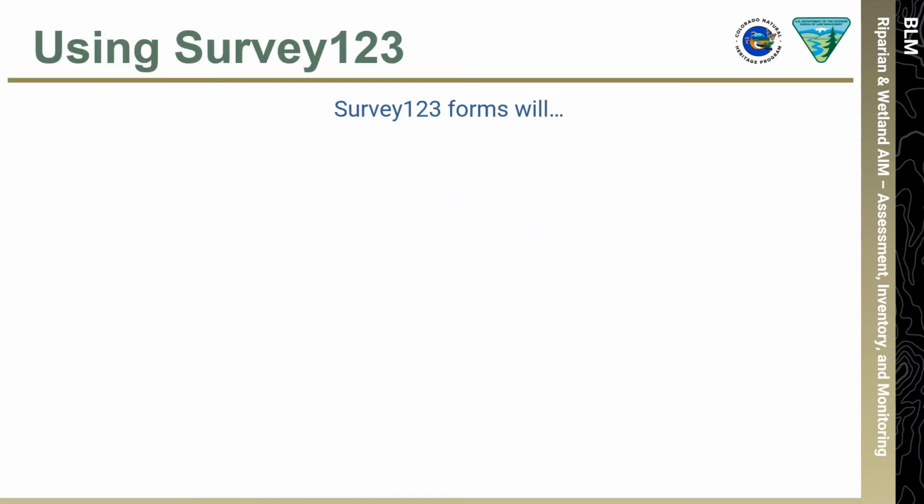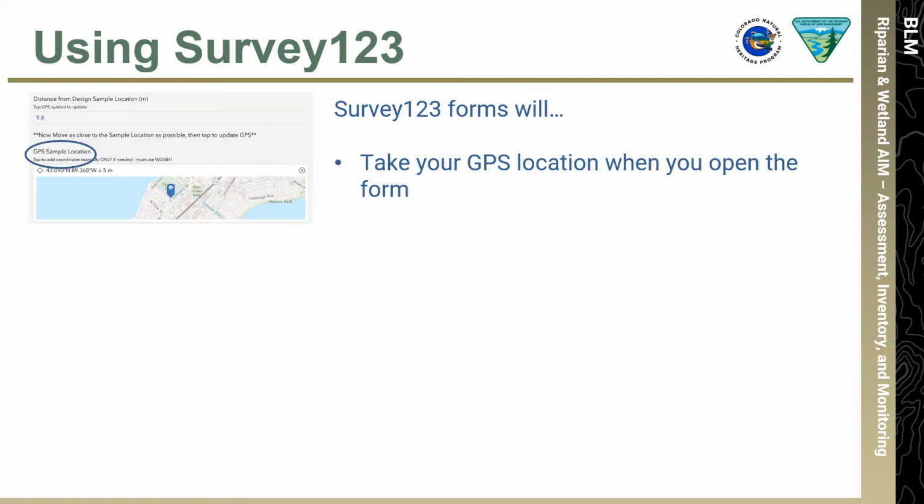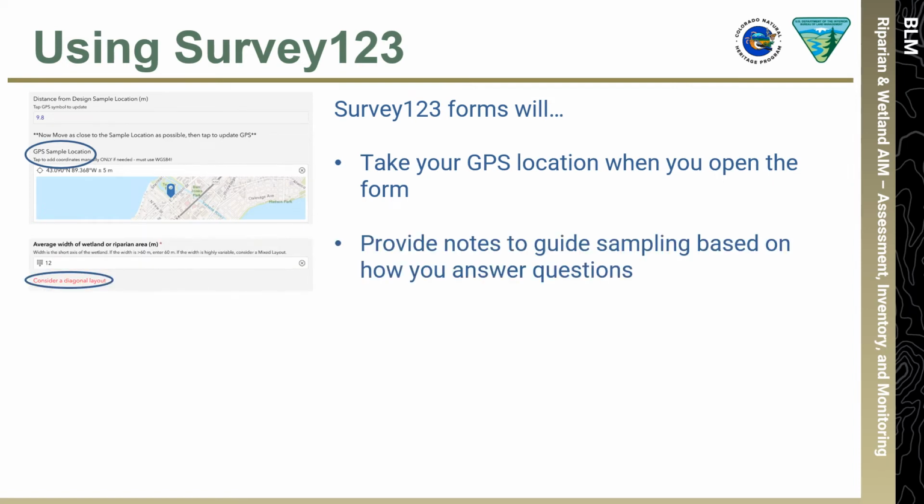Looking at the Survey123 forms themselves, when they are working and used correctly, they can do a lot for us. They automatically link all data to a location without needing an external GPS device. They can guide sampling and provide additional questions based on the answers you provide. For example, we have a set of notes and questions on the plot characterization form to help guide you through plot layout based on the dimensions of your plot.